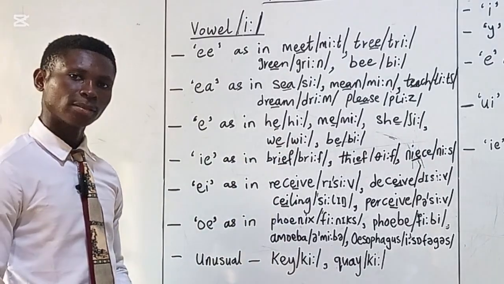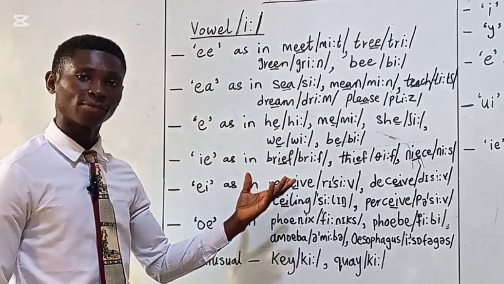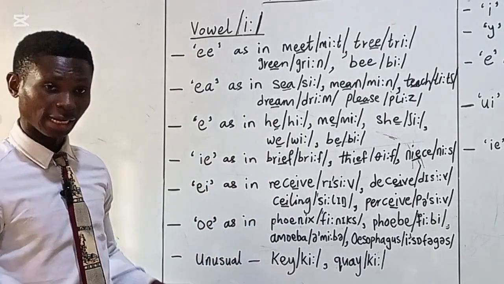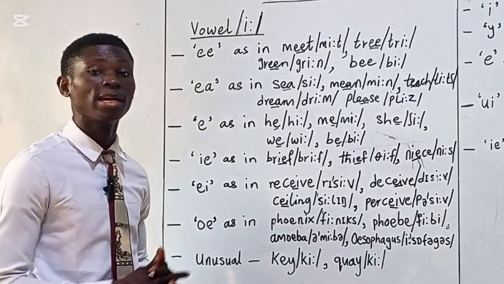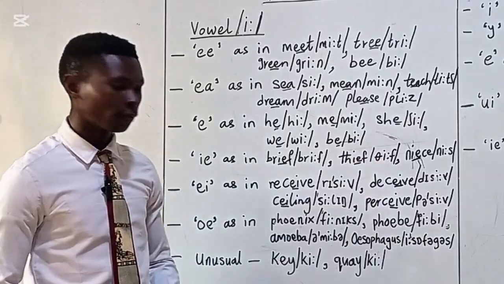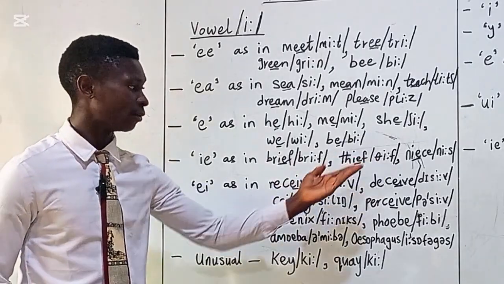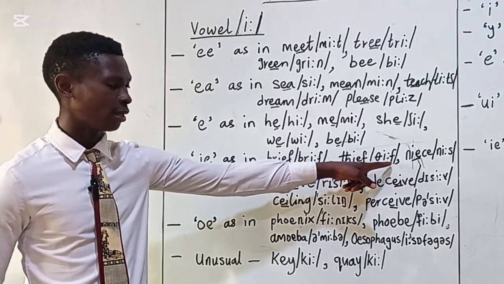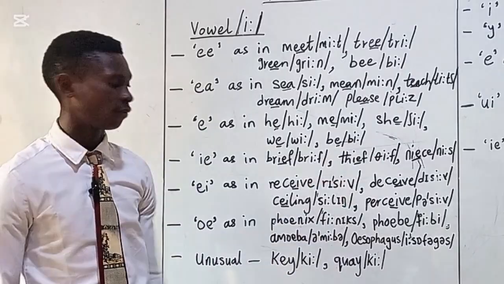So note the pronunciation of these words and that transcription. And note that you pronounce words based on the way they are transcribed, following the phonetic symbols used in the transcription. For instance, this is E, and so you have thief.